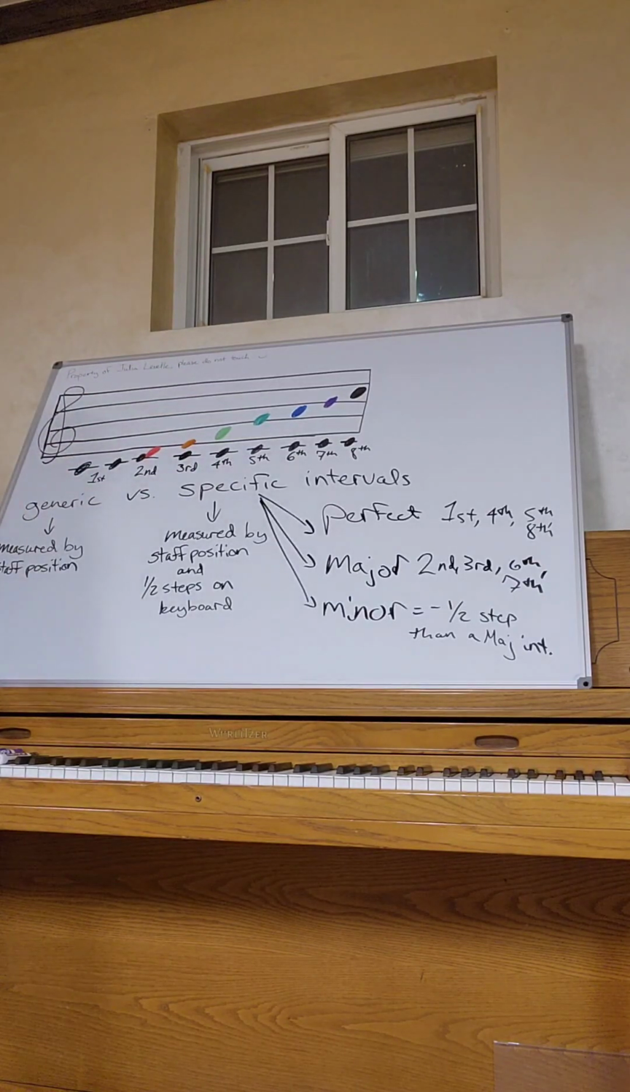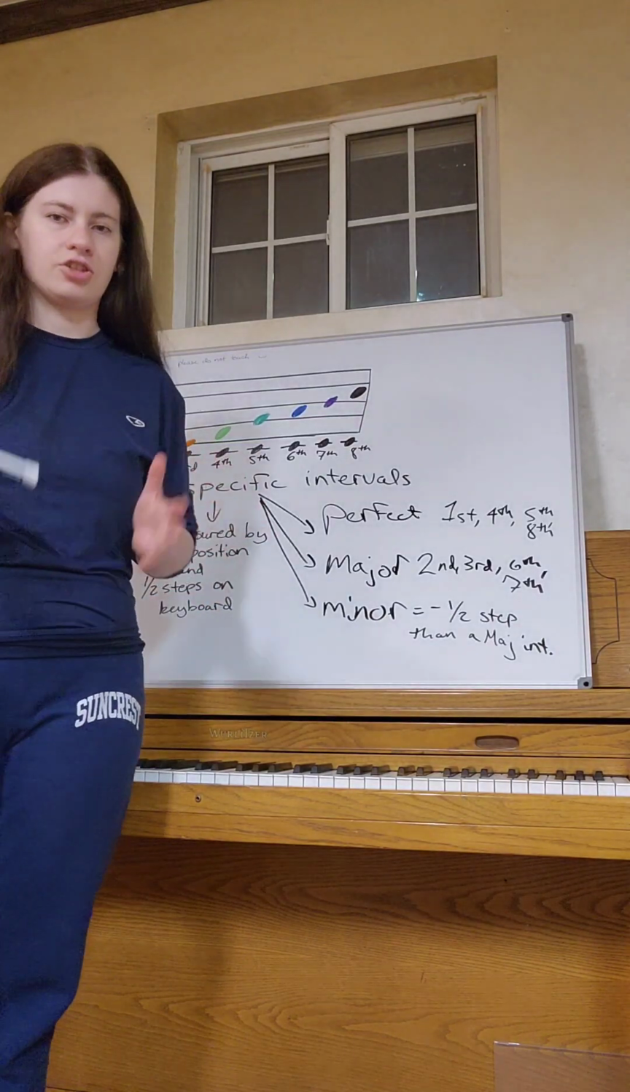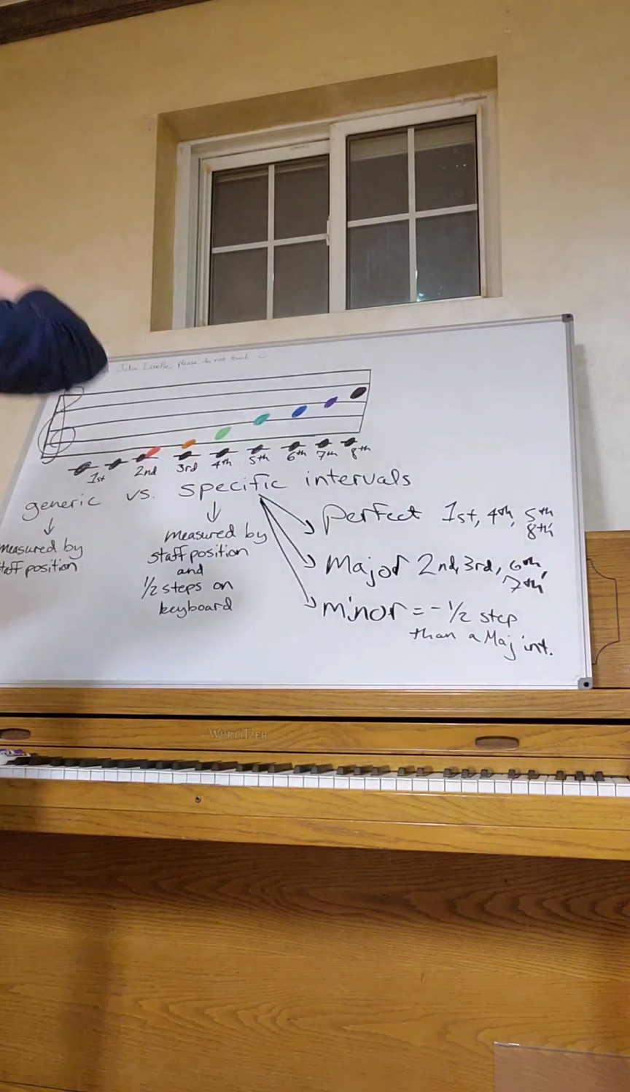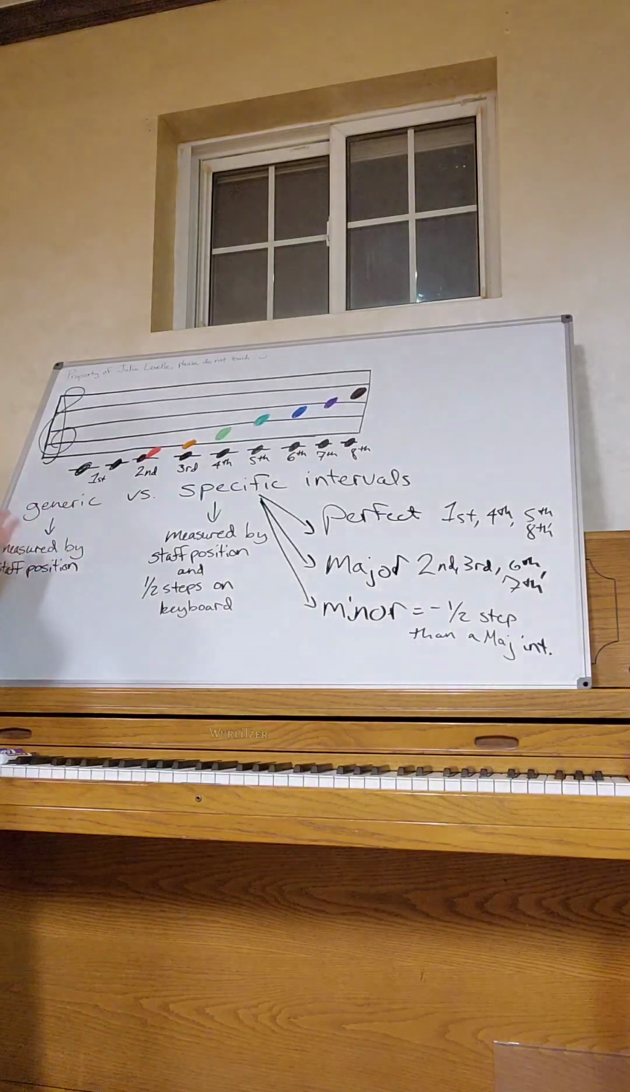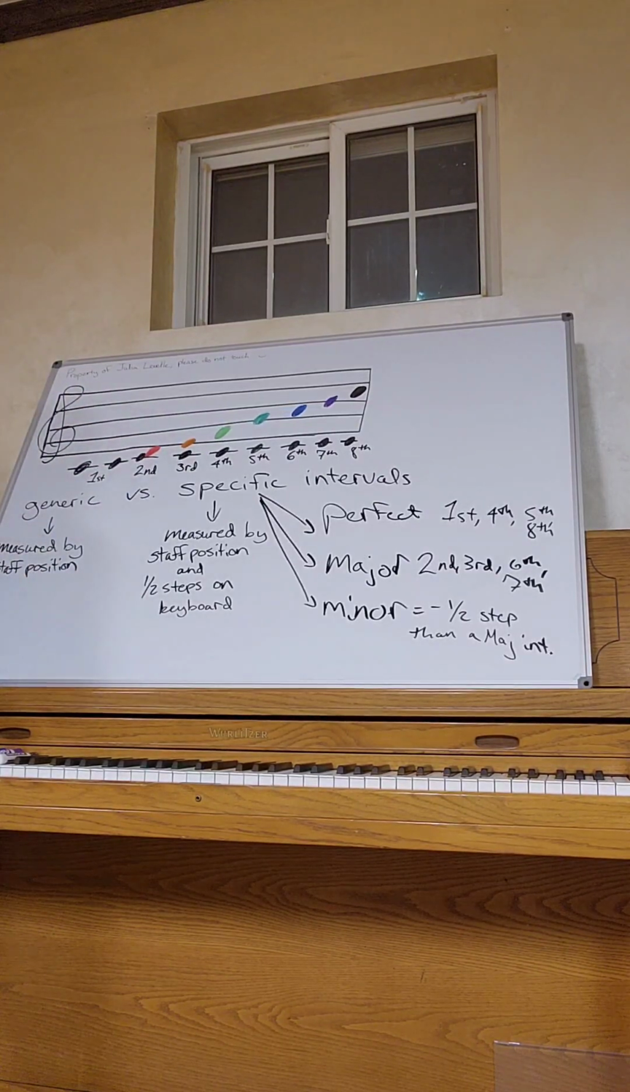Generic intervals are measured on the staff, by staff position, and we do not take accidentals into account. Remember, accidentals are flats and sharps, denoting how a pitch is raised or lowered by a half step. So with generic intervals, we don't care about accidentals. We just look at lines and spaces. For example, when two notes occupy the same line or space, they are a prime or a first apart.